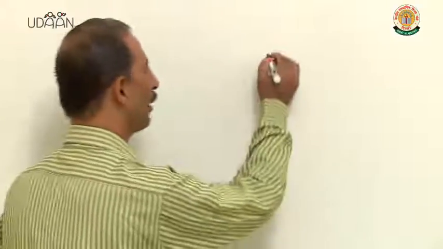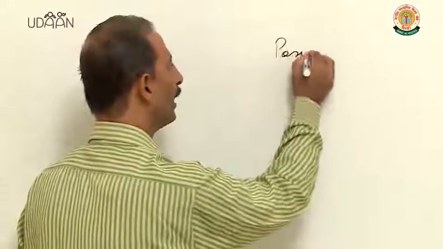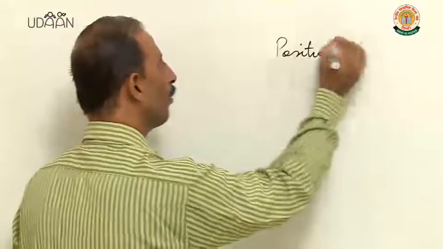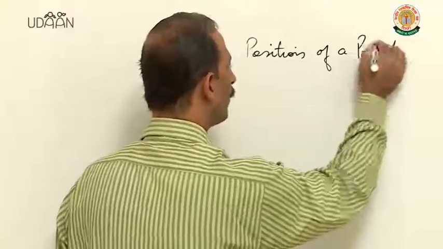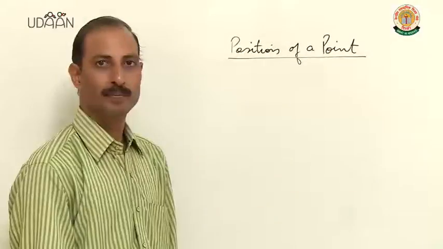Now we are continuing this topic. So today we will take, first of all, the position of a point relative to a hyperbola. How to decide the position of a point with respect to a hyperbola.